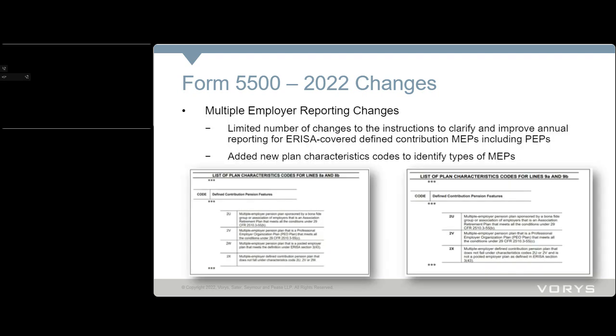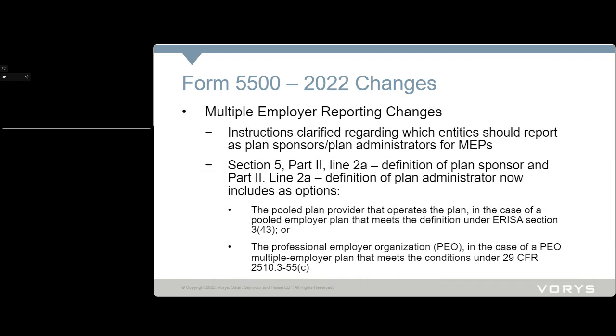And then, as I mentioned, there were just a couple of small changes for the multiple employer plans. In addition to the 2022 final form revisions for DB plans, they've added new plan characteristic codes to identify the types of MEPs, and I've added those here from the May guidance on final revisions. Secondly, instructions added 2 more options for MEPs to identify who the plan sponsor or plan administrator is, and that is either the pooled plan provider or professional employer organization.